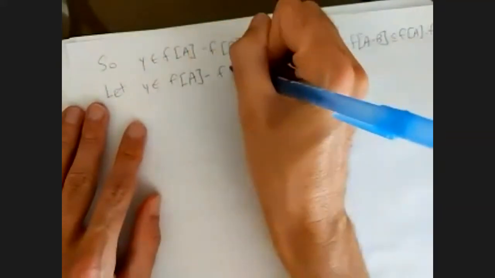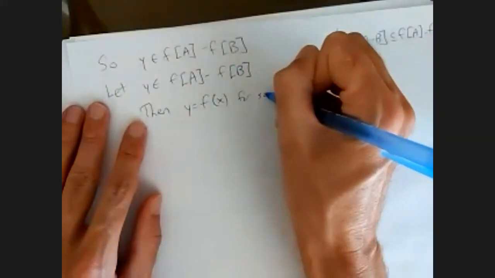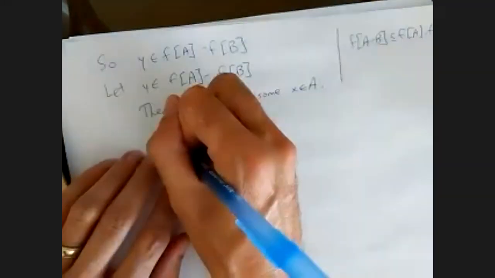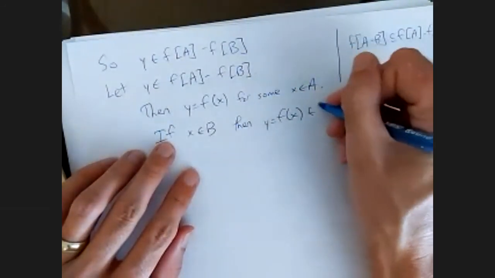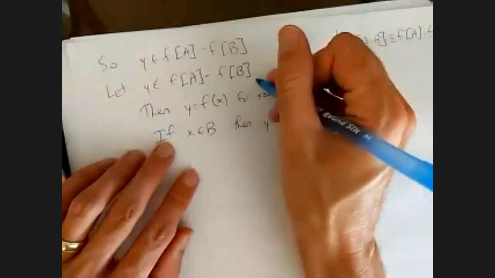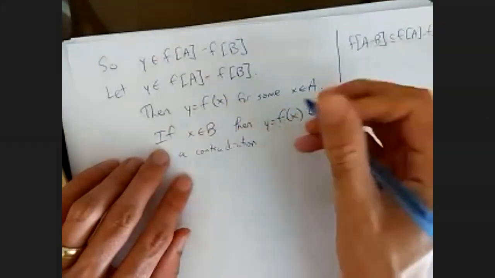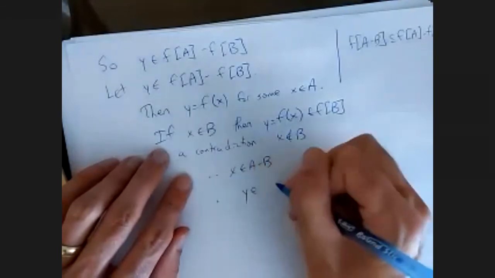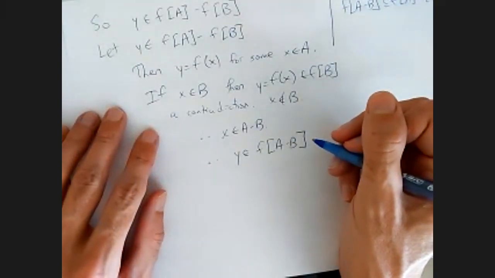Okay, now let Y be in F of A minus F of B. Then Y equals F of X for some X in A. If X is in B, then F of X is in F of B, which is the opposite of what we assumed. So this establishes that X is not in B. So therefore, X is in A minus B. Therefore, Y is in F of A minus B. So this tells you that F of A minus F of B is a subset of this.